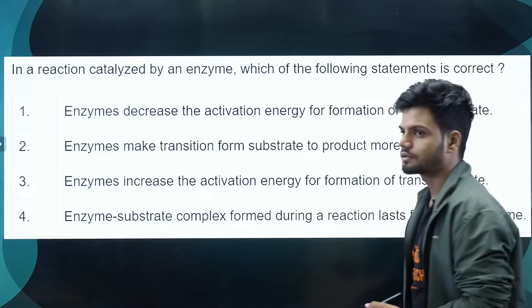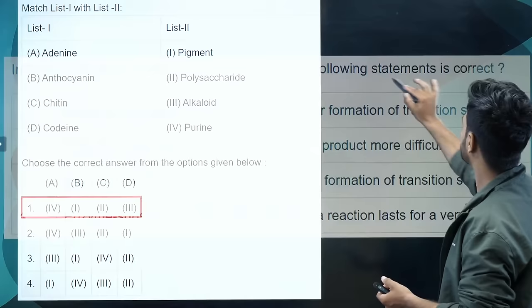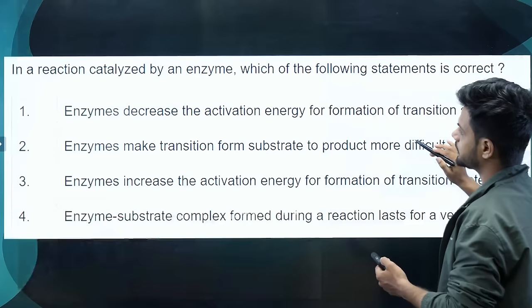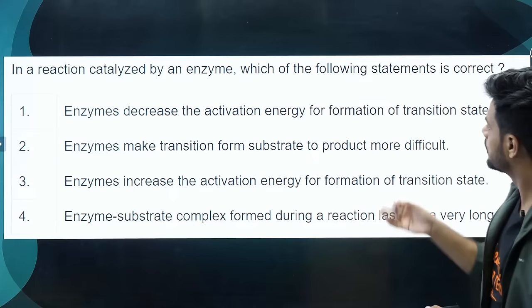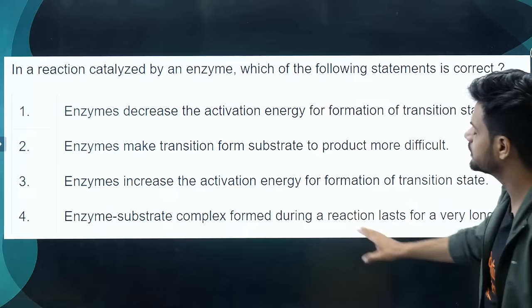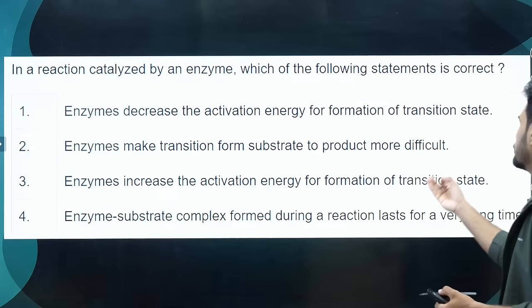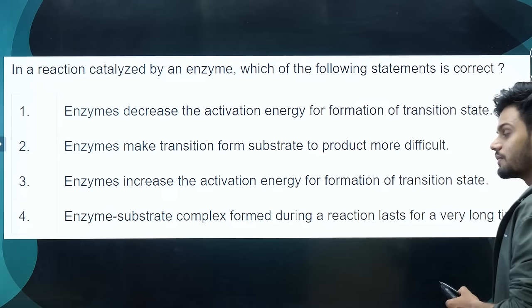Listen to me very carefully, all of you. In a reaction catalyzed by the enzyme, which of the following statements is correct? Enzyme decreases the activation energy for the formation of transient state. Enzyme makes the transient state from substrate to product more difficult. They don't. Enzyme is not increasing the activation energy. Enzyme substrate complex formed during the reaction lasts for very long time. No.